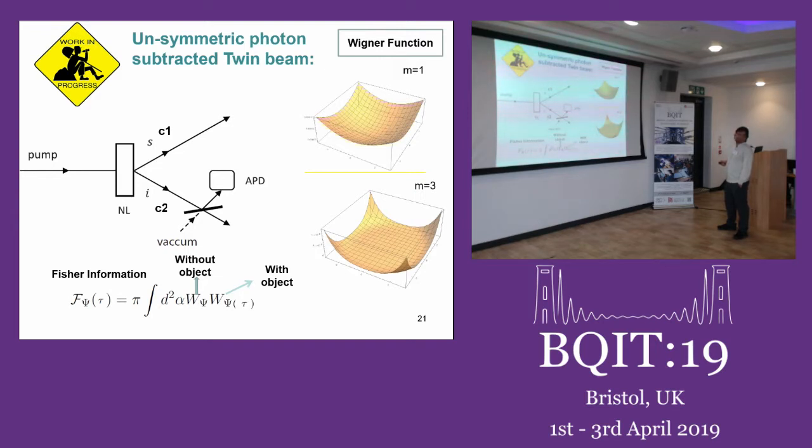If we put an object, as we saw in the direct imaging scheme, and we calculate the Wigner function before and after putting the sample, then one can compute the Fisher information. By computing this integral, where W is the Wigner function, one can get the Fisher information for the absorption measurement.